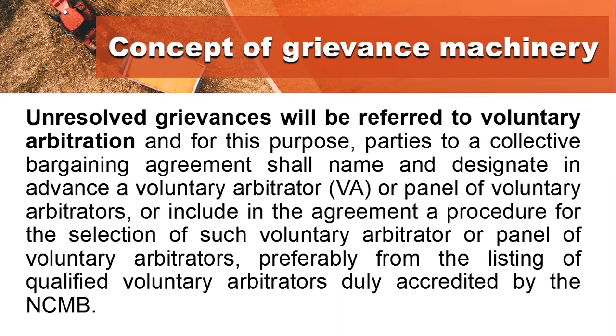Unresolved grievances will have to be referred to voluntary arbitrators, which at the time of the negotiation, the parties to a collective bargaining could readily identify. Or if there are no voluntary arbitrators that are named or identified, then it would be the NCMB, the National Conciliation and Mediation Board, that would appoint a voluntary arbitrator or panel of voluntary arbitrators. A panel of voluntary arbitrators means that there could be 2 or more arbitrators that would be sitting to resolve the grievance that are provided.